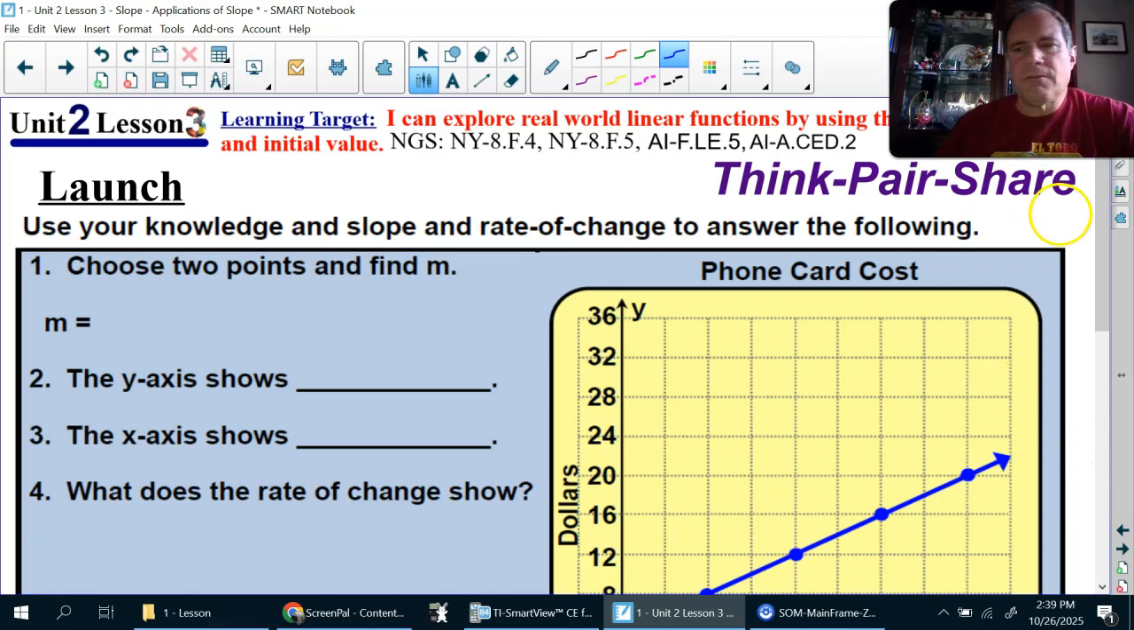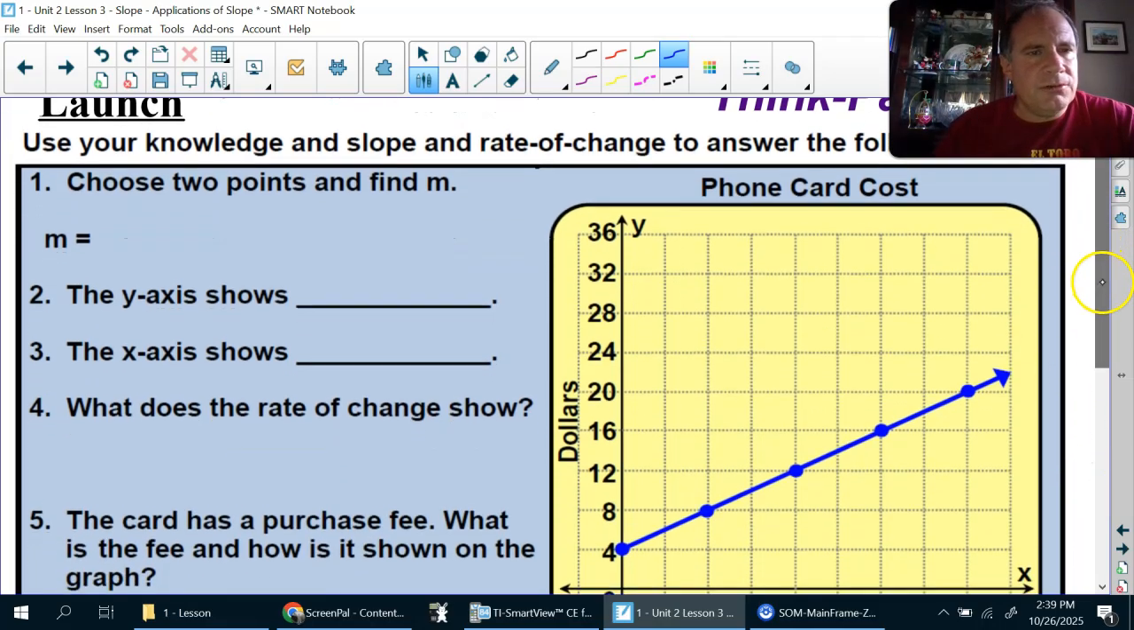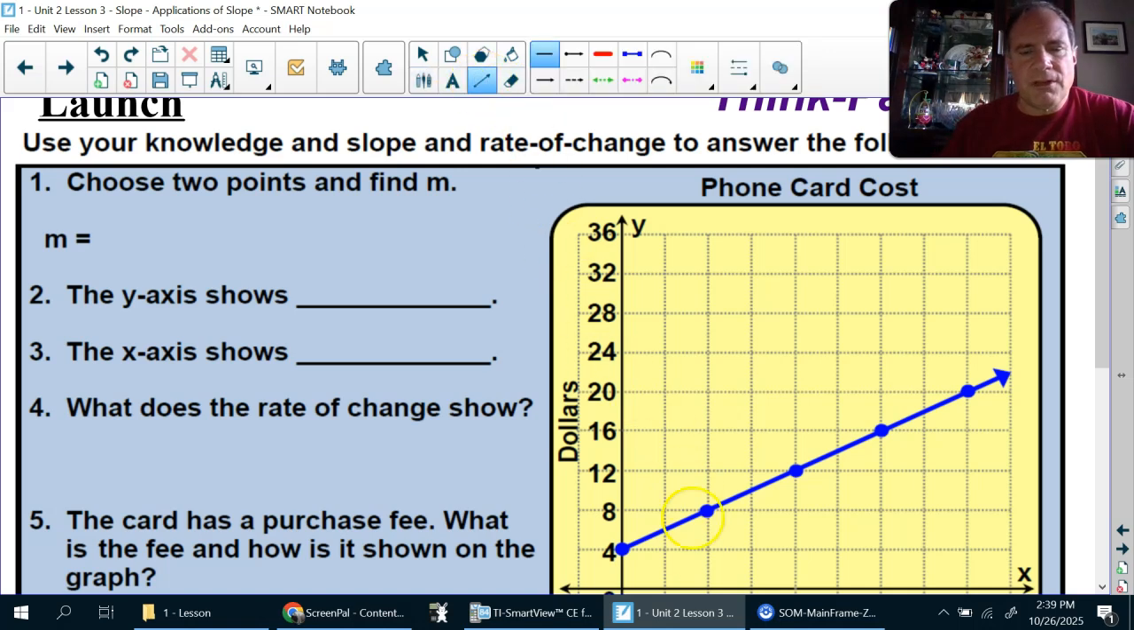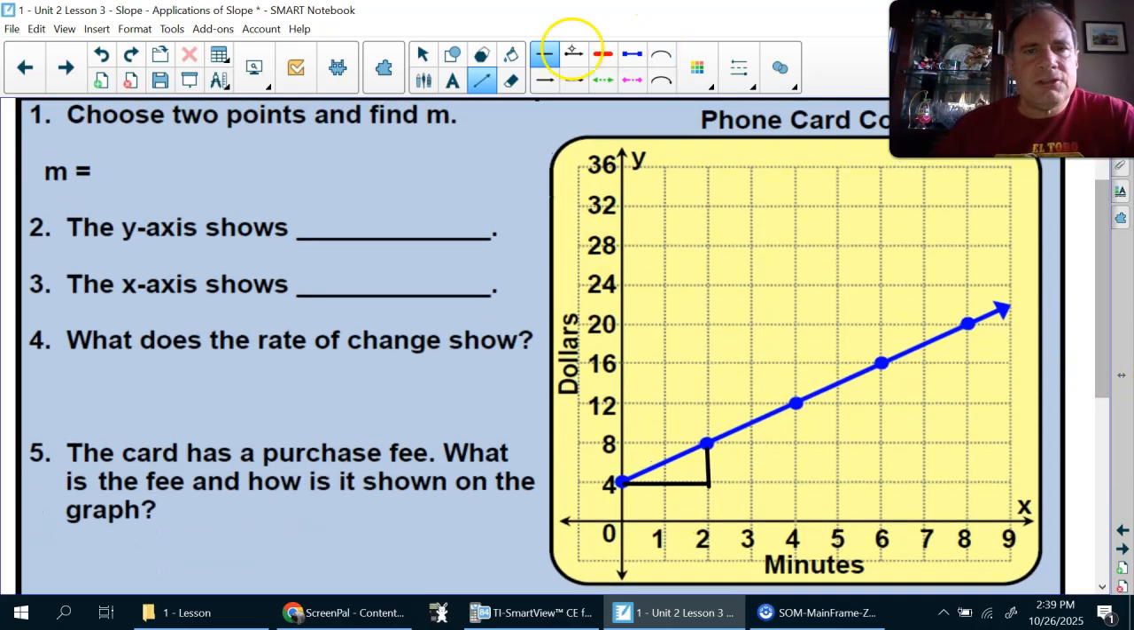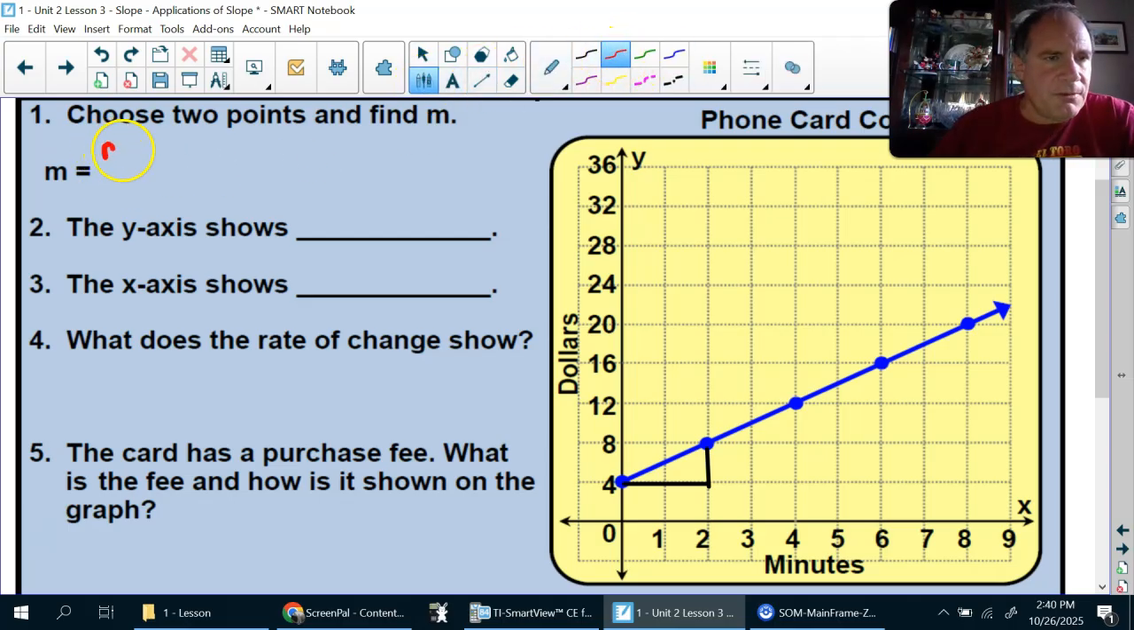All right, so here's the launch. Using your knowledge of slope and rate of change, answer the following questions. Choose 2 points and find m. So we're going to find the slope. I'm going to talk about this one right here. This is a nice line, this 1 point. And then this is my second point. So I'm going to do the rise over run. Rise over run is your slope formula when you have a graphed line.